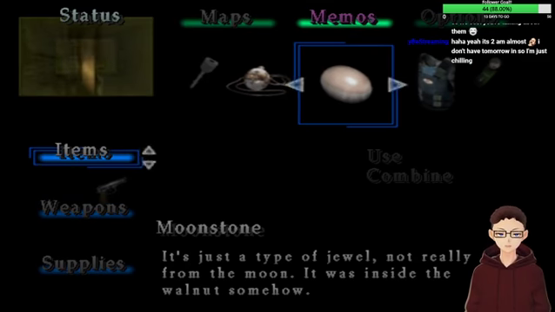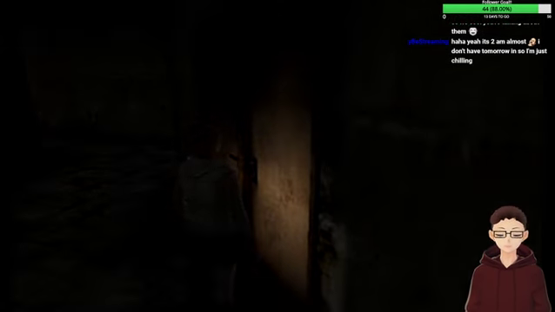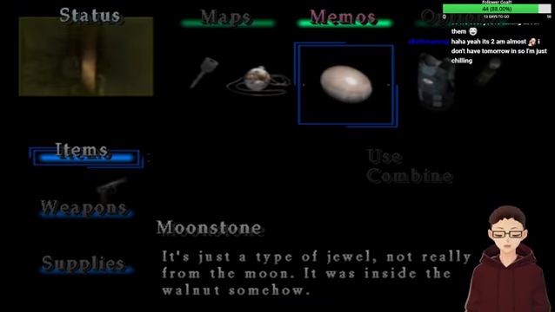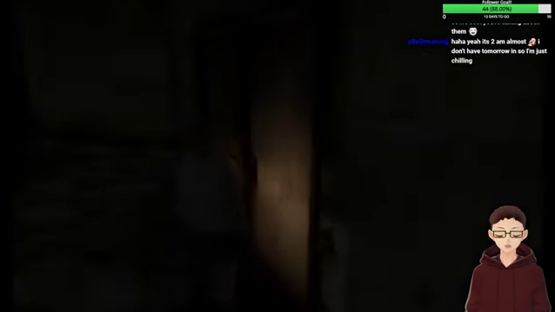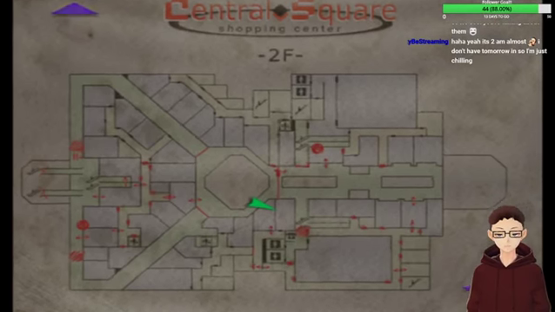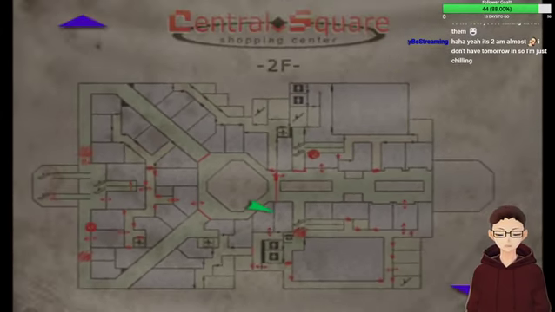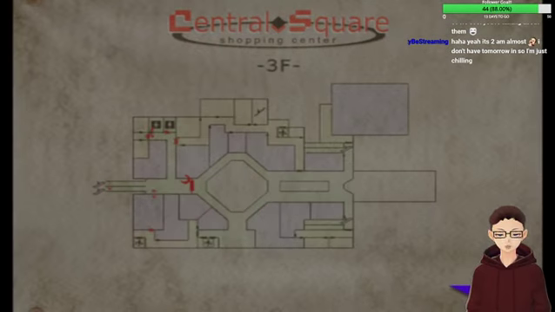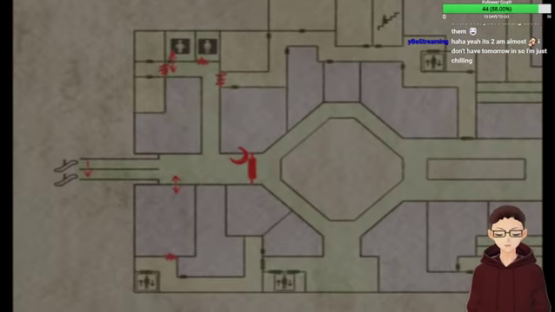Just a typical jewel, not really from the moon. It was inside the walnut somehow. Third floor! I have to get to the third floor. Right. Okay. The third floor is where the moon door is. Okay. And I hit the wrong button because I'm stupid. Yes. So, third floor. Yeah! Right there. Okay.